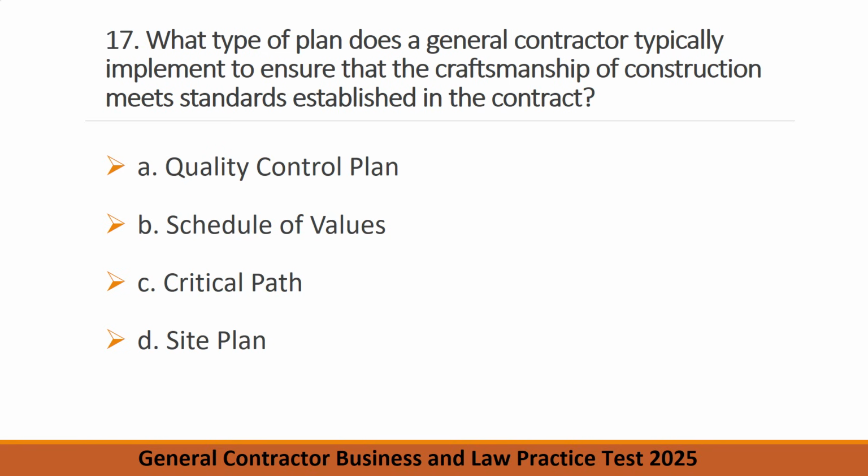17. What type of plan does a general contractor typically implement to ensure that the craftsmanship of construction meets standards established in the contract? A. Quality control plan. B. Schedule of values. C. Critical path. D. Site plan.